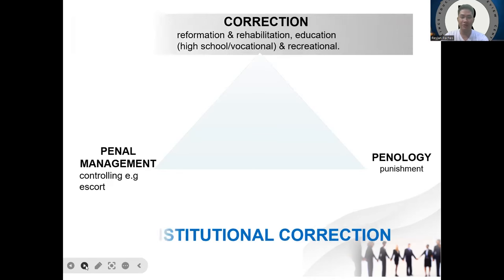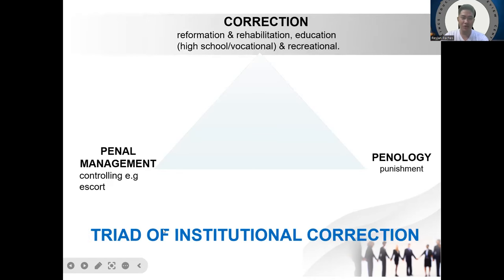So here, class, is our triad of institutional correction. We have, of course, first, the correction, then the penal management, and penology.